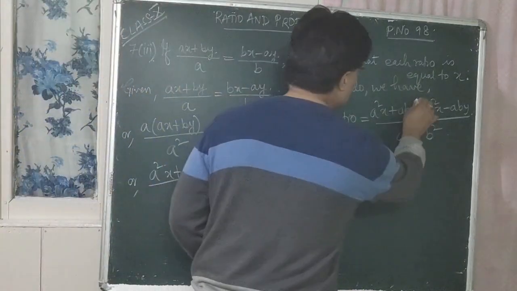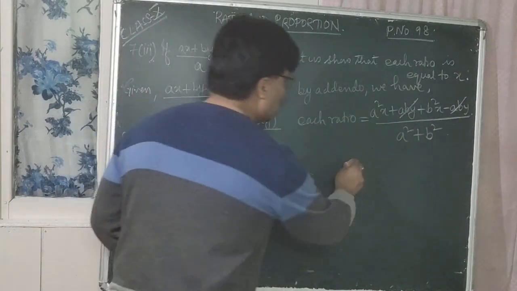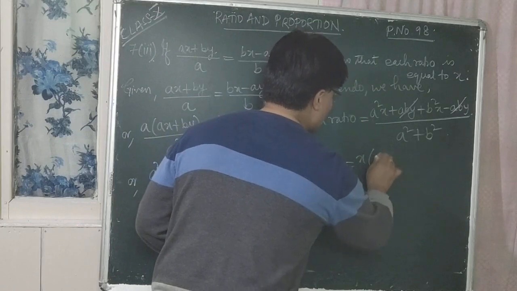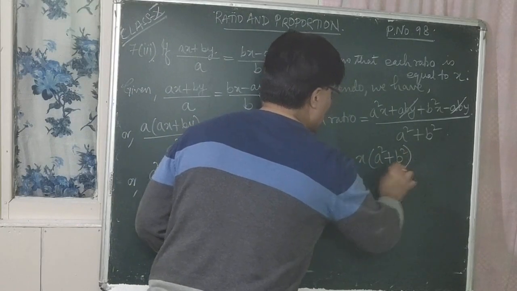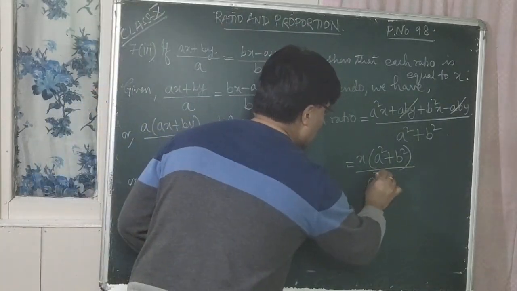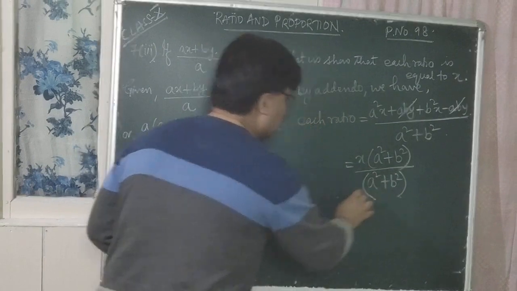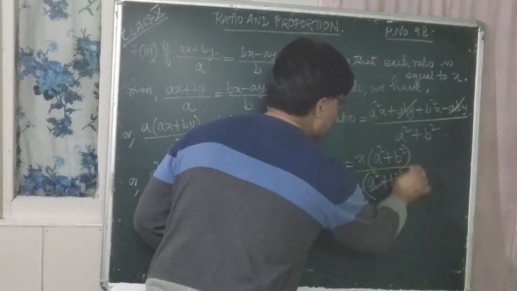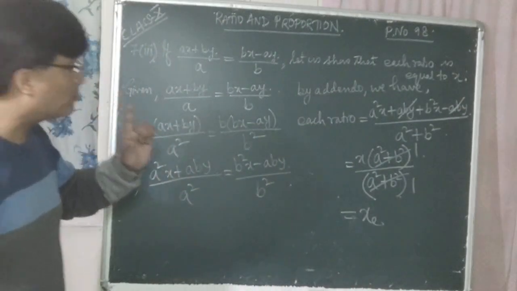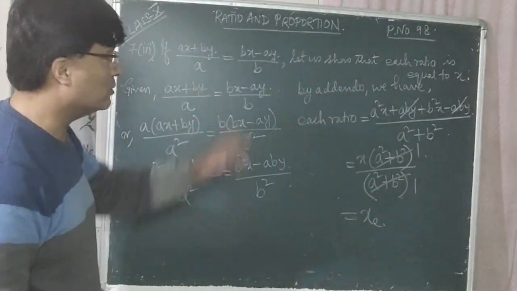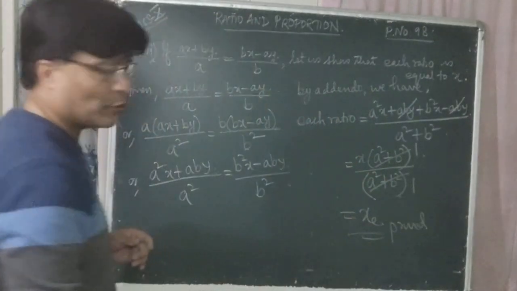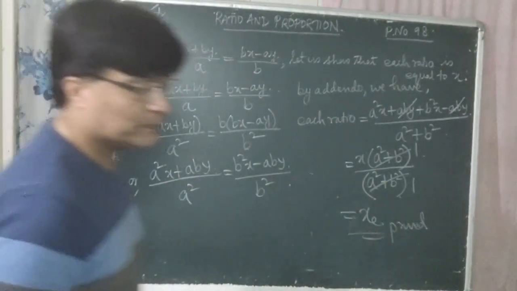So now here you can cancel this, aby minus aby will be cancelled. So is equal to, in the numerator, what is common out there? It is x. So within bracket, what do we have? (a square plus b square) whole divided by, in the denominator there is again a square plus b square. Okay, so you can cancel them. So which is equal to, what is the answer now? It is x. So we have proved that each ratio is equal to x. Okay, so this is proved. So we can copy it. Now we'll do the next question now.